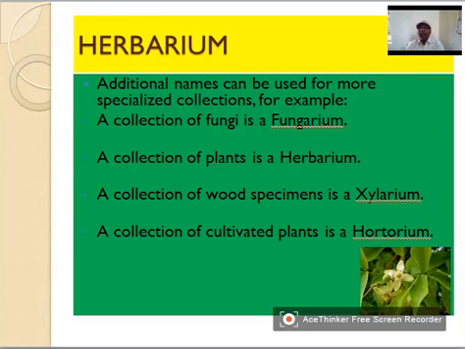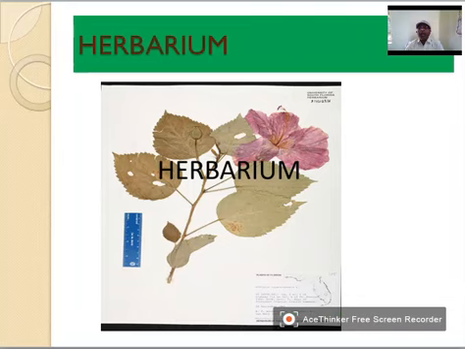So here, additional names can be used for more specialized collections. For example, a collection of fungi is a fungarium, a collection of plants is a herbarium, a collection of wood specimens is a xylarium, a collection of cultivated plants is a hortorium. These are the different types. So here is a sample. Look at this. This is a sample of a herbarium sheet.